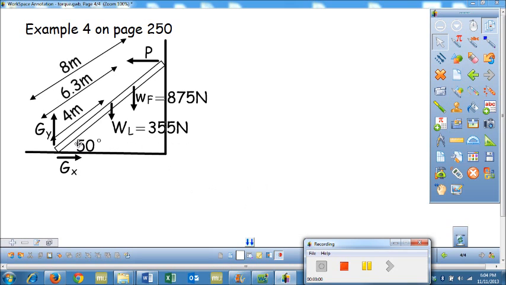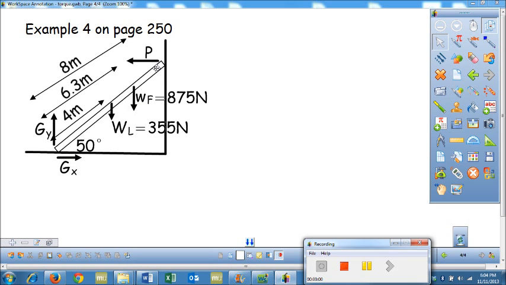So you can see I've drawn this in here. There's our 8-meter ladder. There's the weight of the ladder, 355 newtons. There's the firefighter, 875 newtons. This P here, that's the force of the wall against the ladder, perpendicular to the wall. Now from the ground, we have an X and a Y component of the ground force. Assume the ladder's weight acts on the ladder's center and neglect the hose's weight. Find the forces that the wall and the ground exert on the ladder.